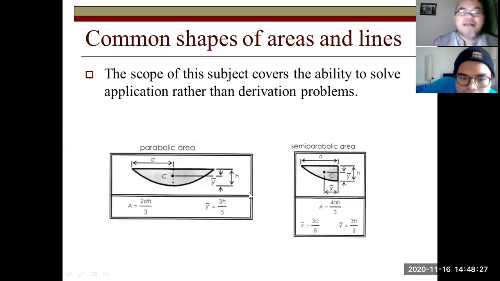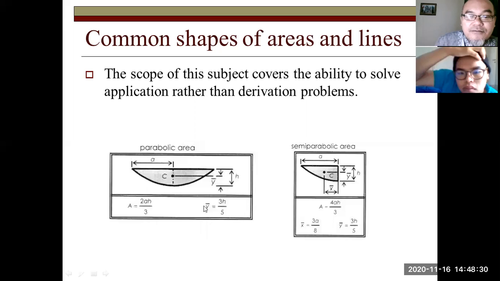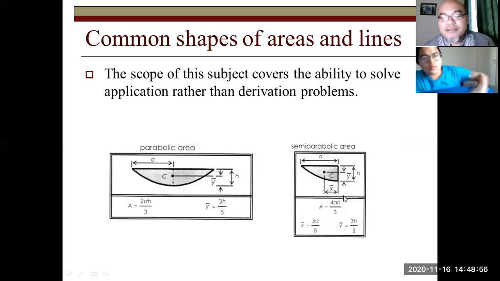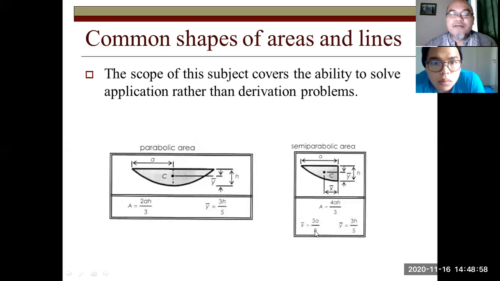If it is a parabolic area, here y, the coordinate from the flat part, is 3 times h, the height from the flat line to the apex of the parabolic line, divided by 5. If it is semi-parabolic, so half of the parabola, then the x from the center is 3 times a divided by 8, while the y equals that of the parabolic area, 3 times h divided by 5.